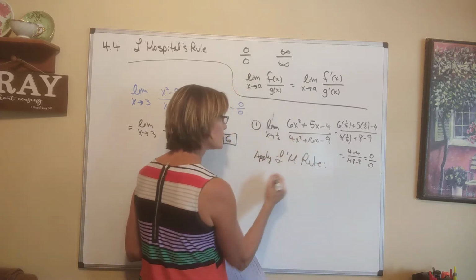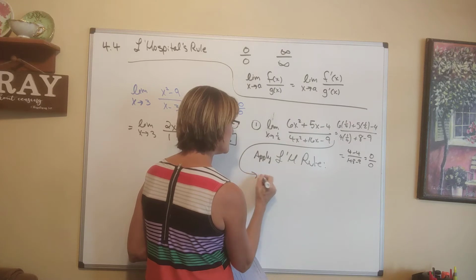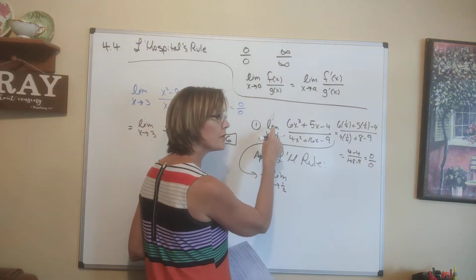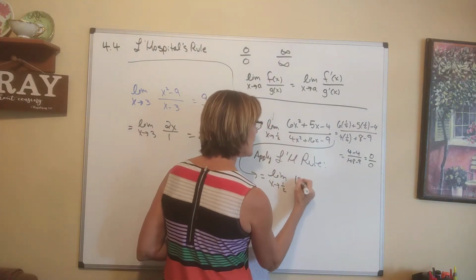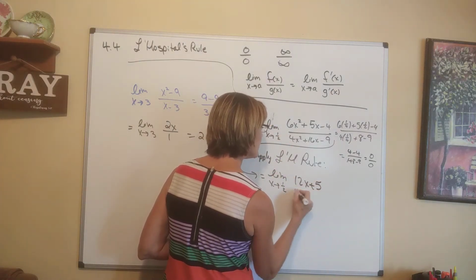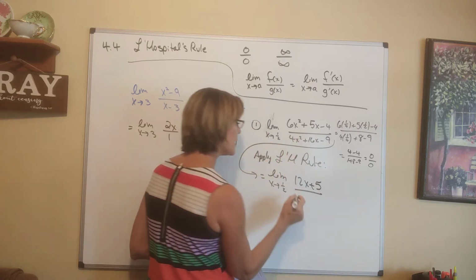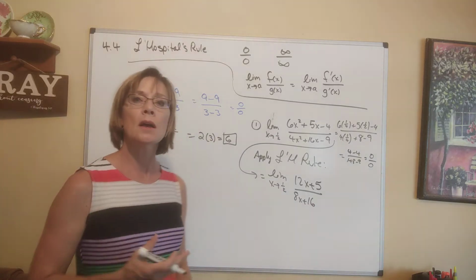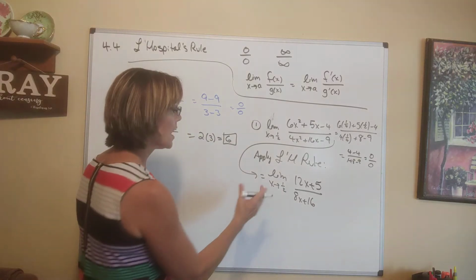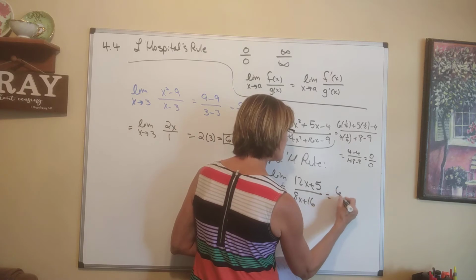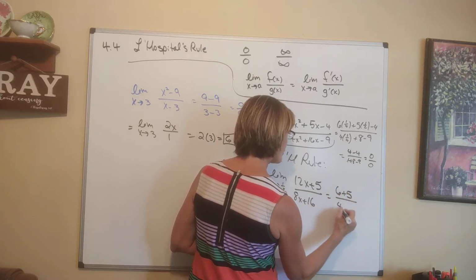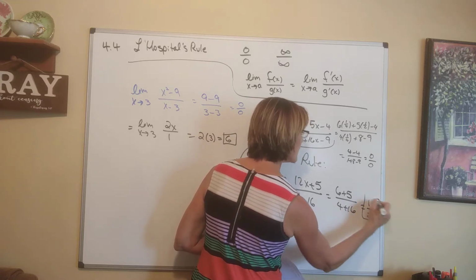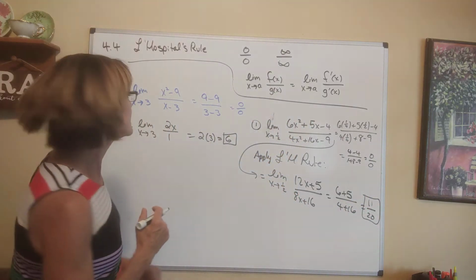Okay, so by L'Hopital's rule, this limit is equal to the limit as x goes to 1/2 of the derivative of the numerator, which is 12x plus 5, over the derivative of the denominator, 8x plus 16. And then we can use direct substitution and see what happens. When we plug in 1/2, we get 6 plus 5 over 4 plus 16, and we find that this limit is 11 over 20 by L'Hopital's rule. So that's kind of nifty.